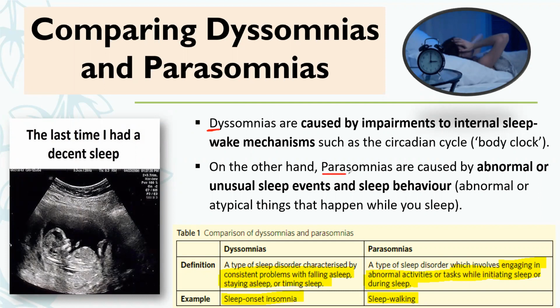On the other hand, parasomnias, like the word para, refers to abnormal or unusual sleep events. So they're abnormal or atypical things that occur while you sleep, okay? They happen while you're still asleep, whereas dyssomnias like insomnia involve you being awake. Okay, this is the table from the book, just to show you another example there of the comparison.